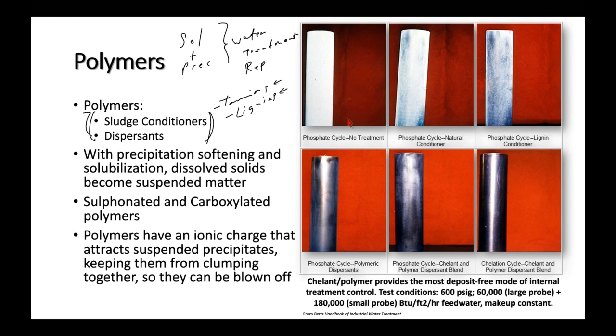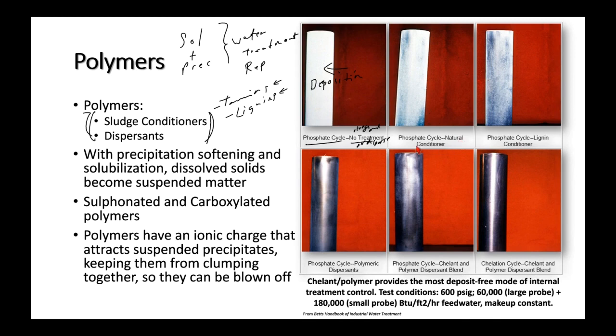So this first one here is the phosphate cycle, okay, coordinated phosphate with no, and I should say, conditioner or dispersant. No sludge conditioner, no dispersant. And so what do you get after a period of time? You get deposition. So yeah, you took care of the scale, but you didn't prevent it from depositing.